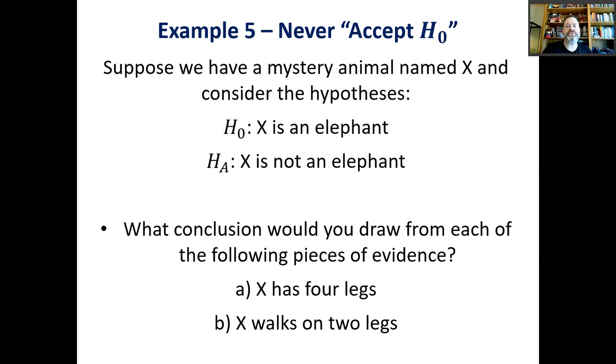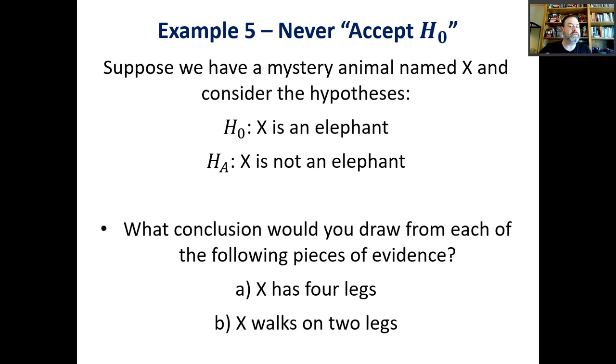So suppose we have a mystery animal named X, and we are given that there are two hypotheses. X is an elephant or it is not an elephant. Right? So the null hypothesis is that it is an elephant. So there's some animal behind a curtain or something, and we're going to presume that that animal is an elephant unless we have sufficient evidence to conclude that X is not an elephant. What conclusion would you draw from each of the following pieces of evidence?